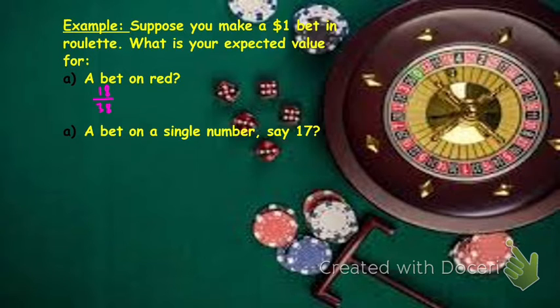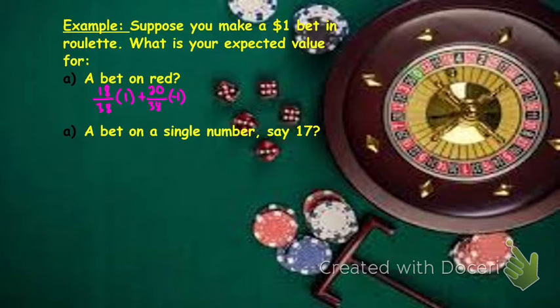So if I have 18 out of 38 that are red, and if I land on one of those, I get $1. So I'm going to multiply this by however much I put down, $1. Then I also have how many are not red. If 18 are red, then 20 are not red: 18 of them will be black, and 2 of them will be green. And for any one of those that I don't hit, I'm going to lose that $1. And I get something that looks like this.